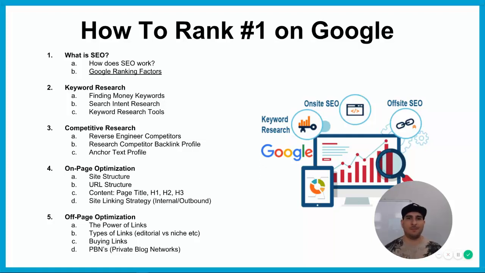Okay, number 5. This is the off-page optimization. So, the power of links. This is really the number one factor for ranking in Google, making sure that your site is getting links to your domain, your actual home domain, and then the individual pages that you want to rank.